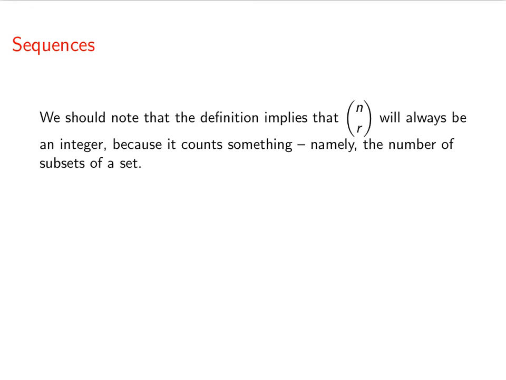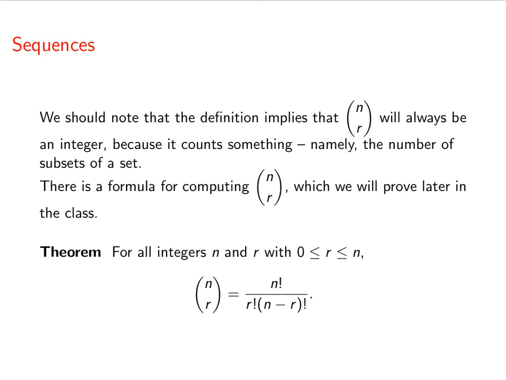Now the definition implies that n choose r is an integer because it counts something, namely the number of subsets of a set. And the last thing I want to do is give you a formula for computing n choose r. We're going to prove this later on in the class.